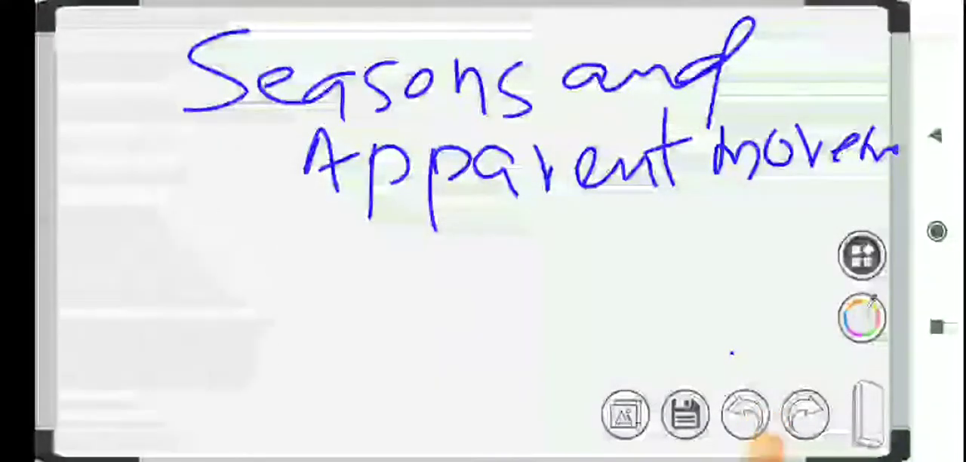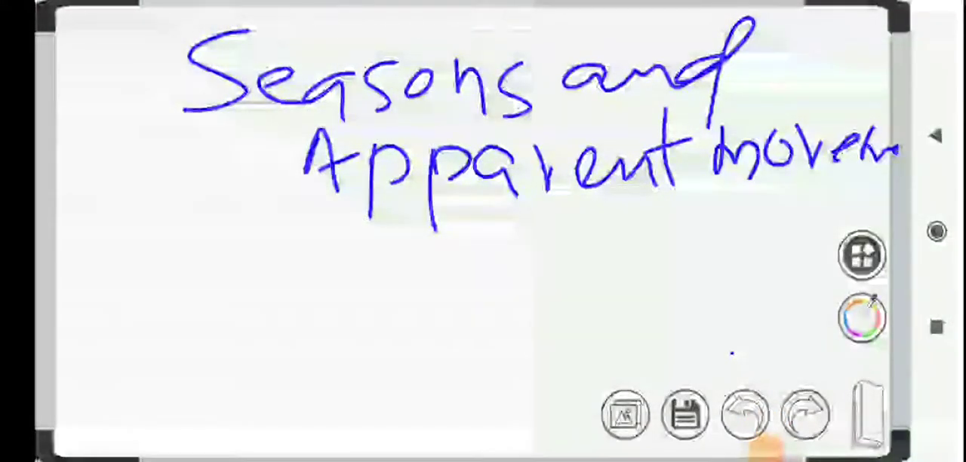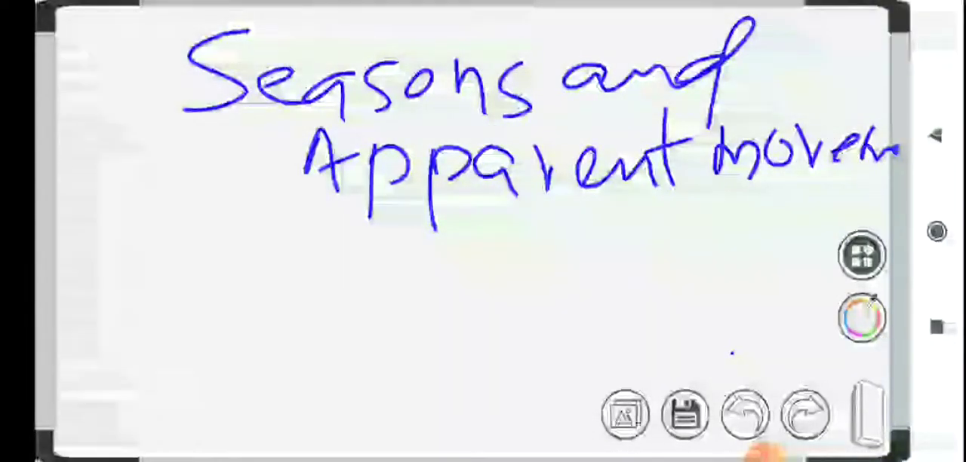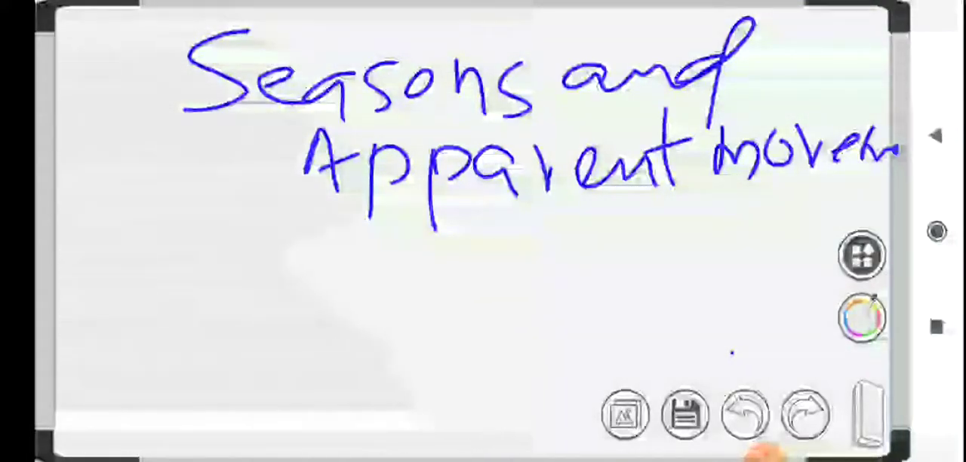Dear students, our next topic is seasons and apparent movement of the sun. In the last class, we have already discussed the reasons for seasonal change. What is apparent movement of the sun? Since the parallelism is maintained throughout the revolution, the position of the sun in relation to the earth varies apparently between Tropic of Cancer and Tropic of Capricorn. This is known as apparent movement of the sun.